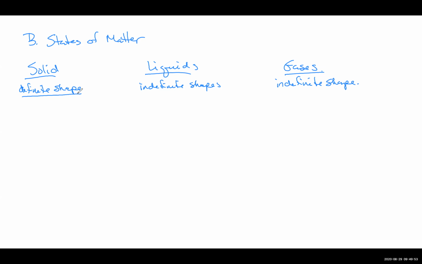Now, how can you distinguish between a liquid and a gas? Well, the difference between a liquid and a gas is that liquids have a definite volume, whereas gases have an indefinite volume.